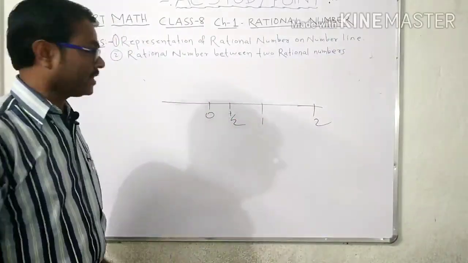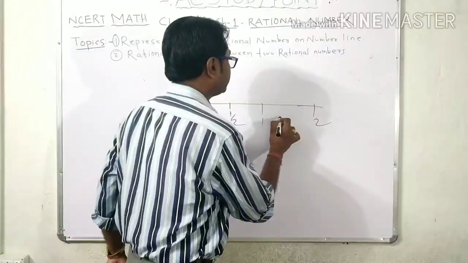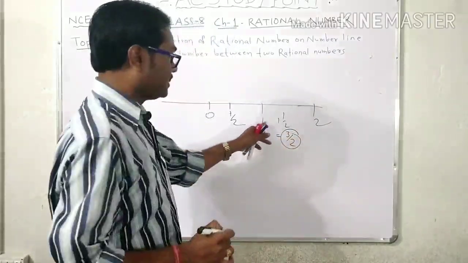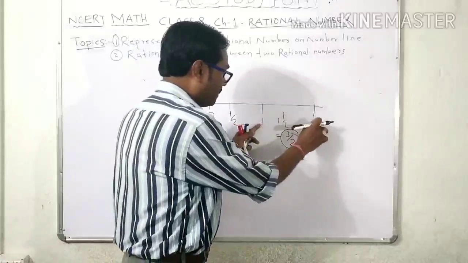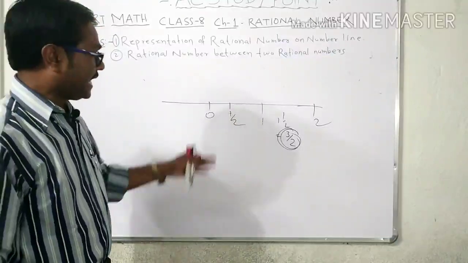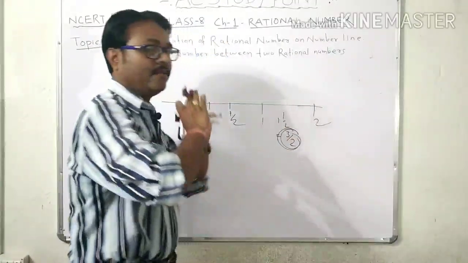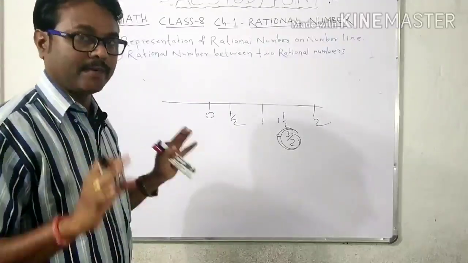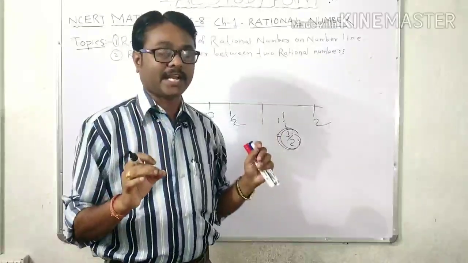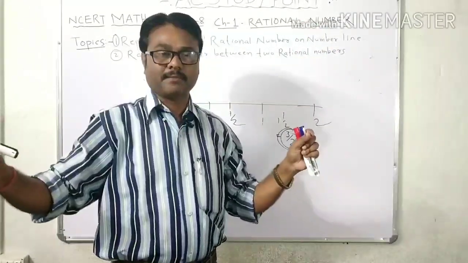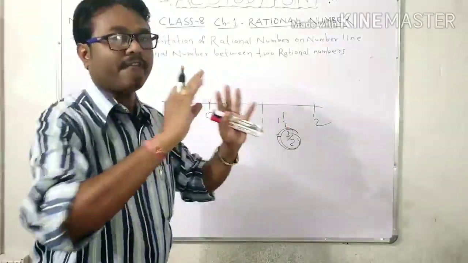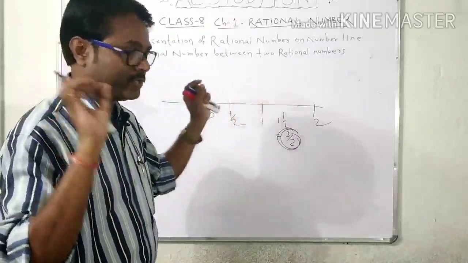So this is one rational number. Between 1 and 2 there is 3 by 2. Between 1 and 2 these are two whole numbers, but 3 by 2 is one rational number that also lies between them. That means between any two rational numbers, infinitely many rational numbers lie. While doing the exercise problems, the question will come like: insert 5 rational numbers between these two rational numbers, or find 2 rational numbers between them. Infinitely many rational numbers can be found between any two rational numbers.